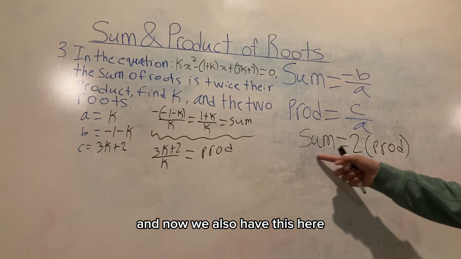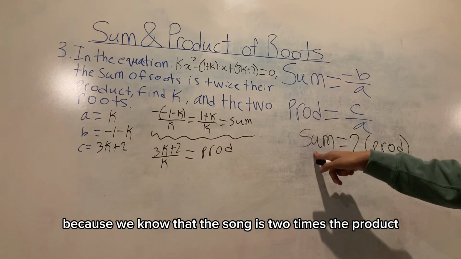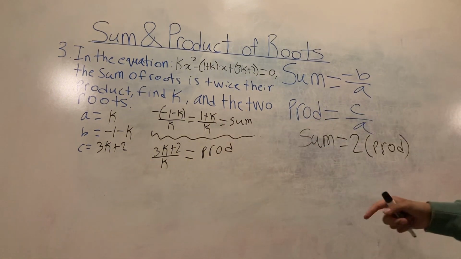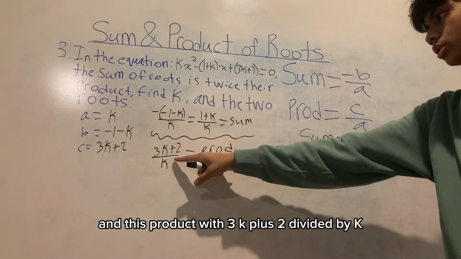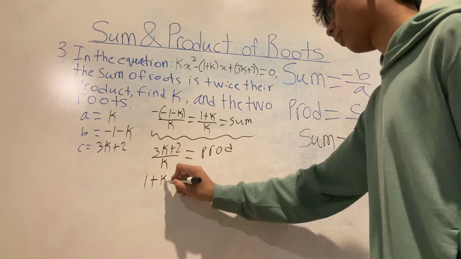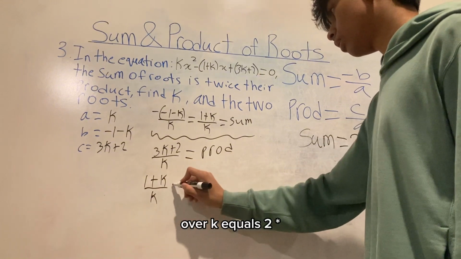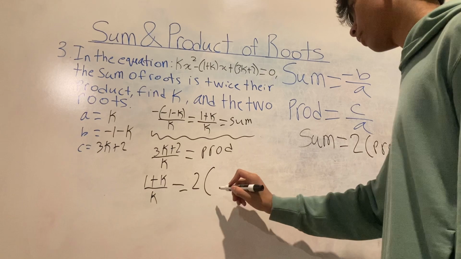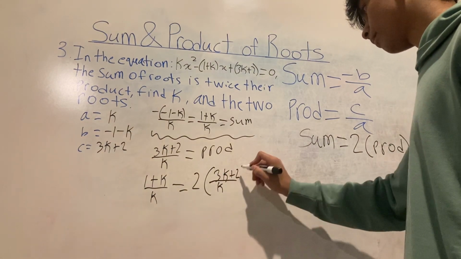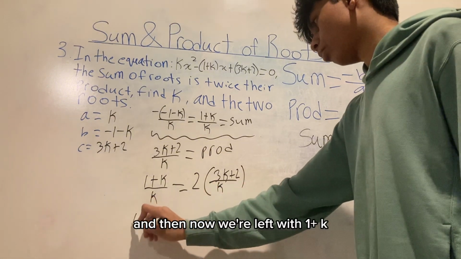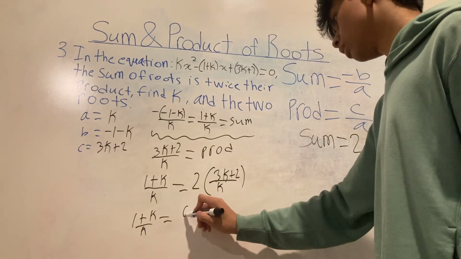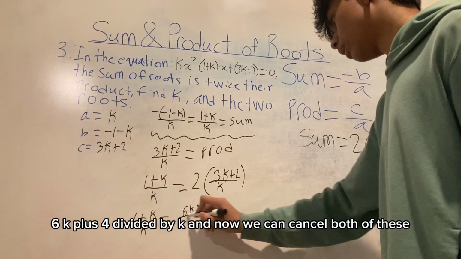And now we also have this here, because we know that the sum is 2 times the product. So we can replace the sum with 1 plus k over k, and the product with 3k plus 2 divided by k. Now we can say that 1 plus k over k equals 2 times 3k plus 2 divided by k. And then we're left with 1 plus k over k equals 6k plus 4 divided by k.